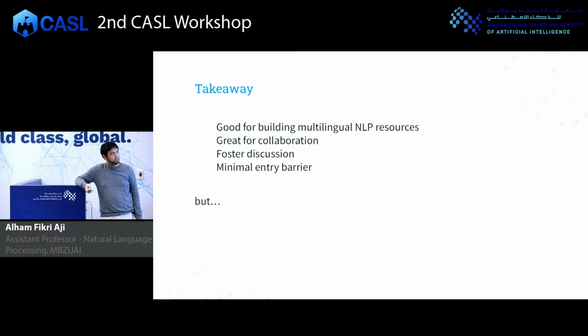Right, so a big takeaway, I think, is that community-based research is good for building multilingual NLP resources because we can connect to the native speakers easily, and we can talk to them. It is also great for collaboration because you can discuss and share ideas, and it has a minimal entry barrier. I think this is very important because if you want to join research normally, you have to be somehow affiliated, right? You have to be either a PhD student or, if it's industry, you have to work there. But with open research, you can join without needing this requirement.